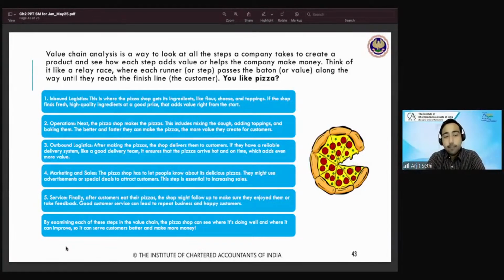Okay. And by examining each of these steps in the value chain, these are the five primary activities of inbound operations, outbound marketing, sales, and service. You are actually doing what? You are creating value for the customer.